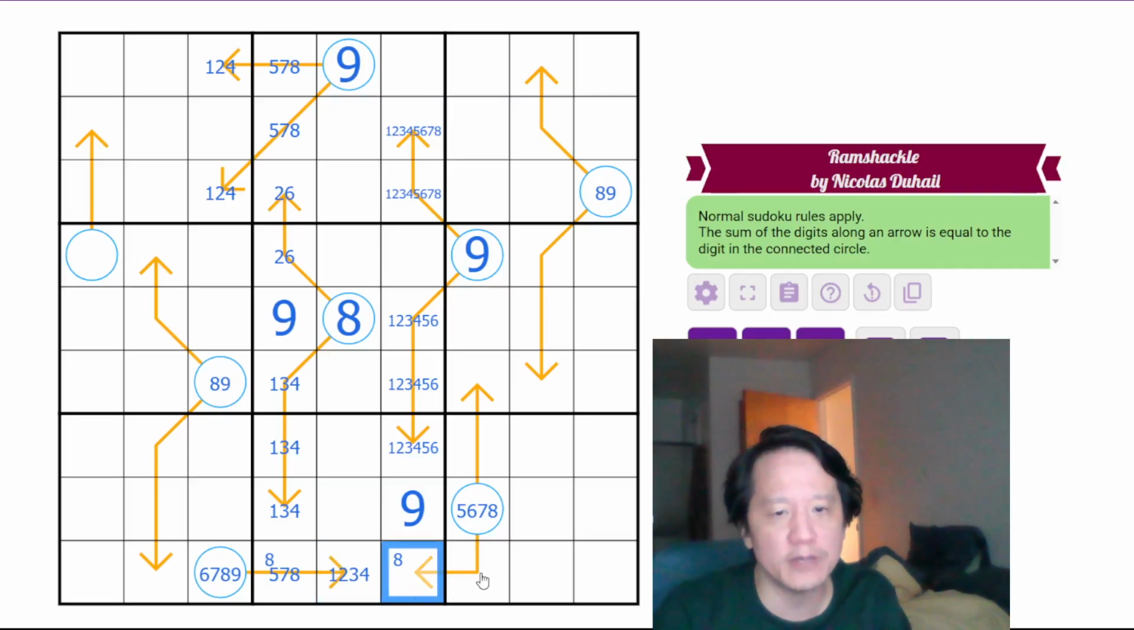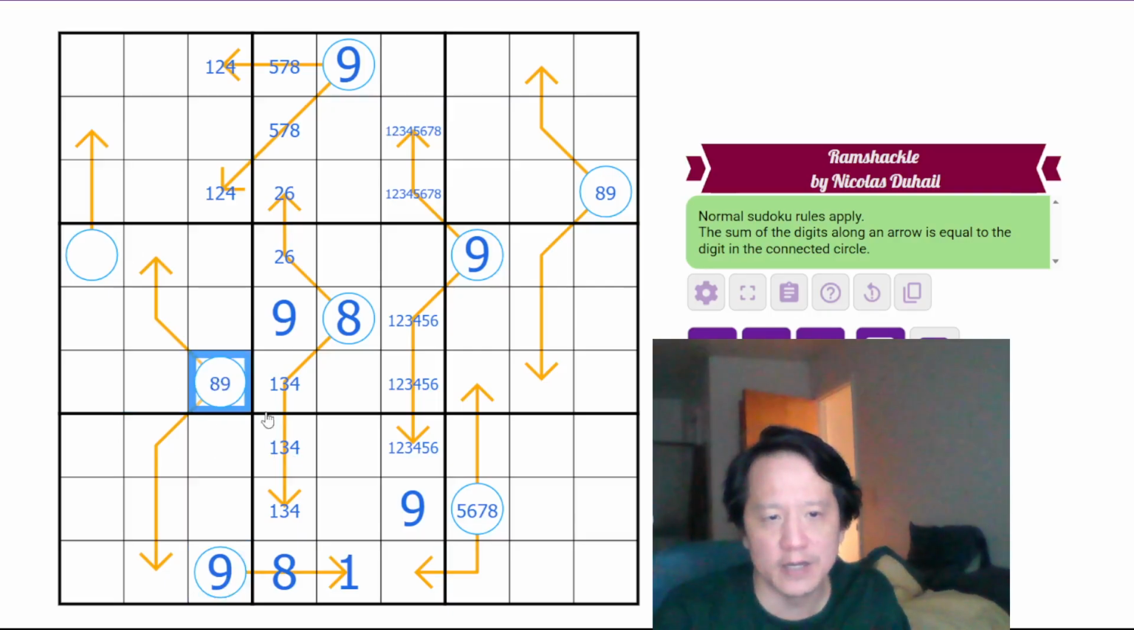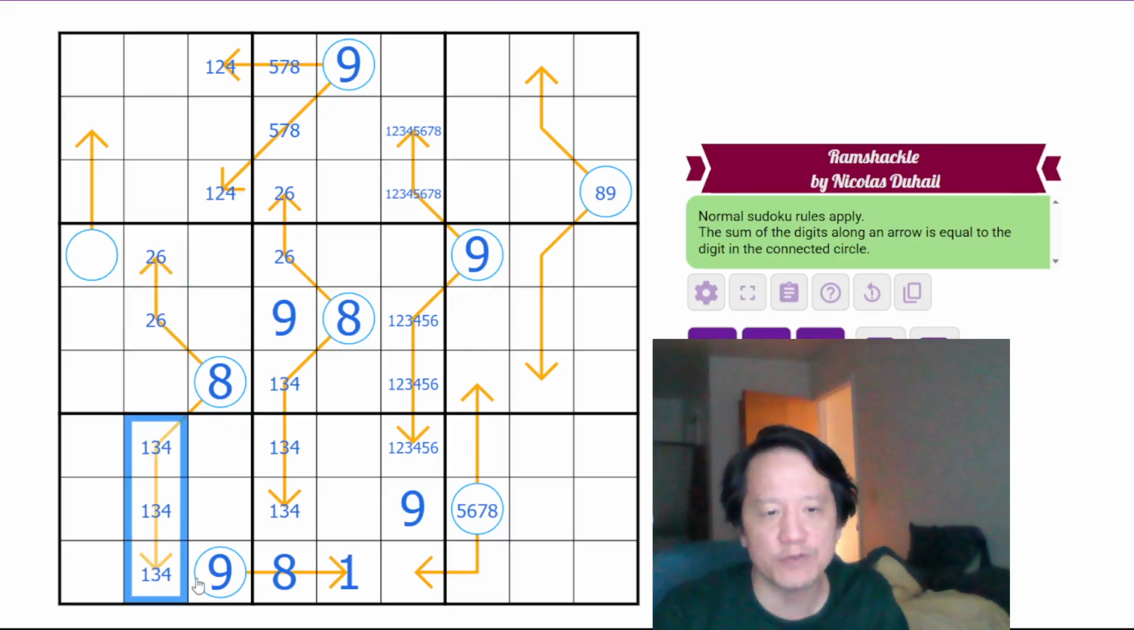Oh, this can't be 8, because 8 plus 1 would not add up to a digit that's not 9 here. So this cannot be 8 here, which means this is 8 here. This is 1. That adds up to 9 here. This can't be 9. This is 8. And again, this must be 2, 6 as a pair. And this is 1 through 4 as a triplet, adding up to 8.